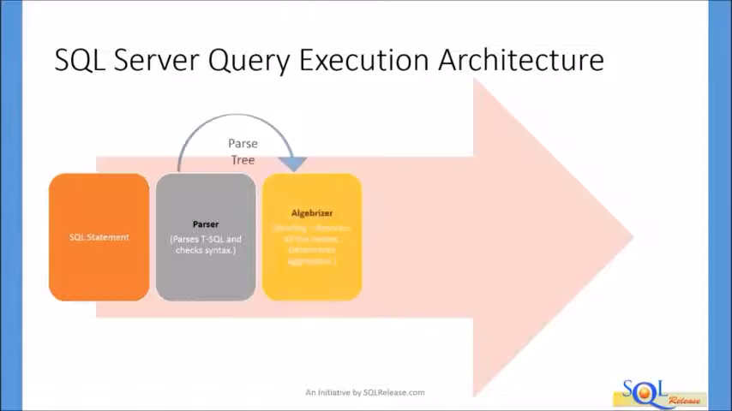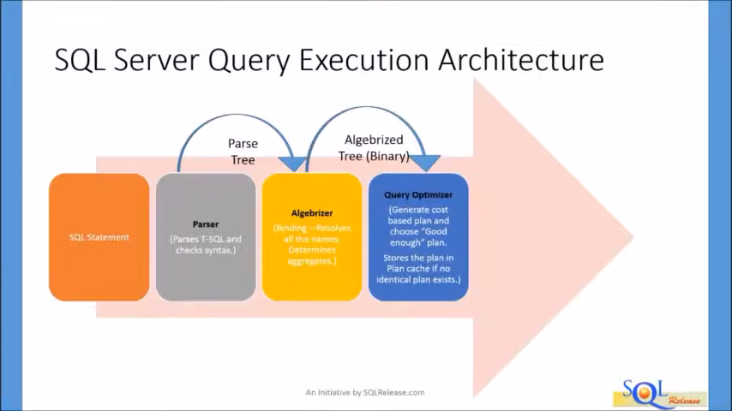In case the given statement is DML, it sends it to Algebraizer, and in case of DDL or DCL, it sends it to the storage engine directly, because DDL and DCL statements do not follow the optimization process. Algebraizer is responsible for binding objects. It resolves all the names, determines aggregates, generates a binary tree and pushes it to the Query Optimizer.